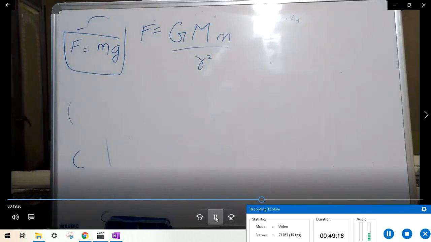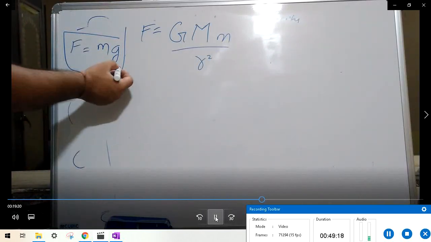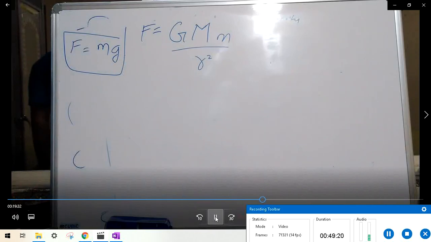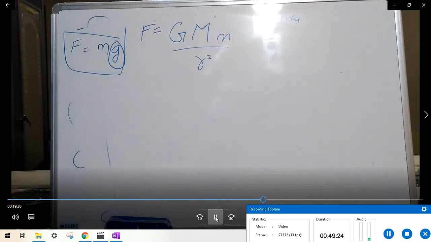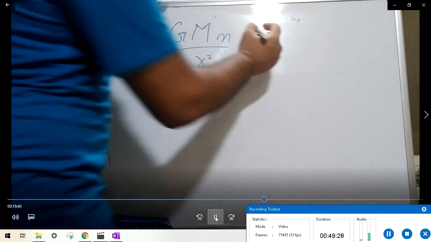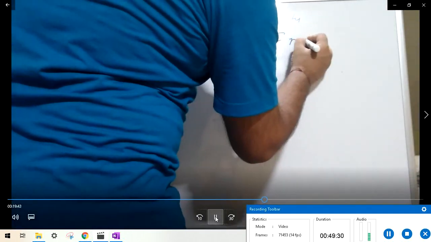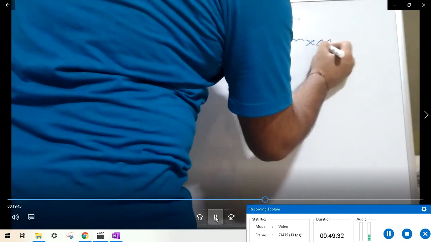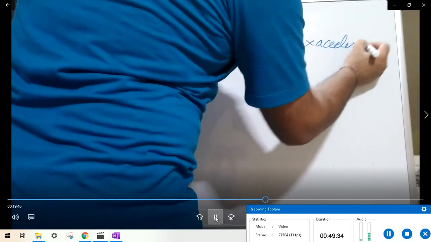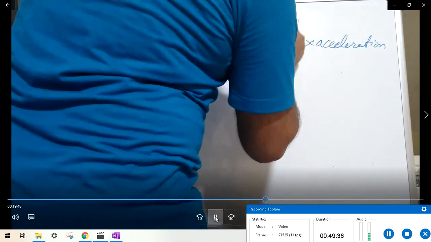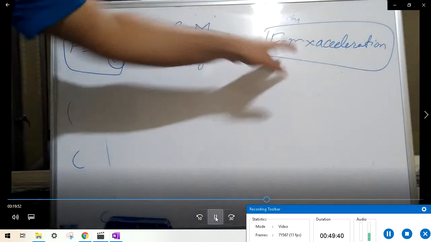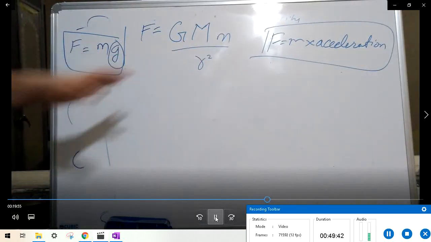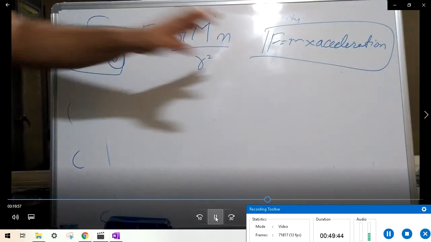But now we are trying to learn how this small g is derived. We will try to calculate the value of this g, because the very basic fundamental formula of force is equal to mass into acceleration. This is the most basic, very important formula, and from this formula we are deriving other formulas. So you must know this.